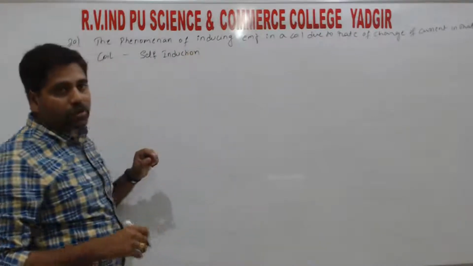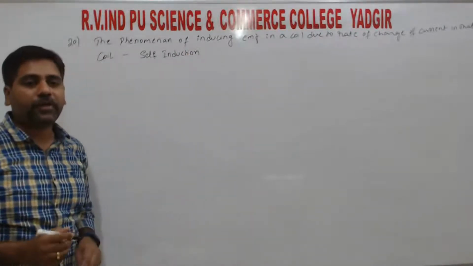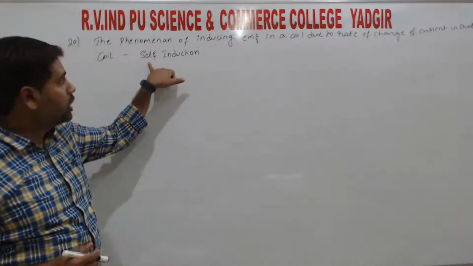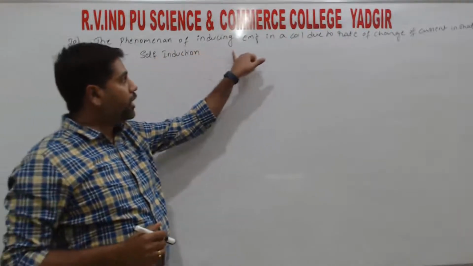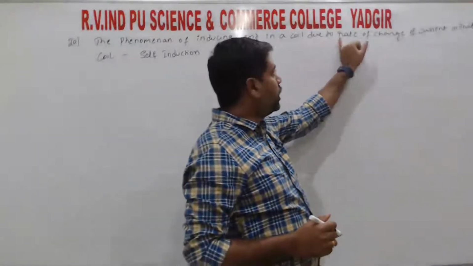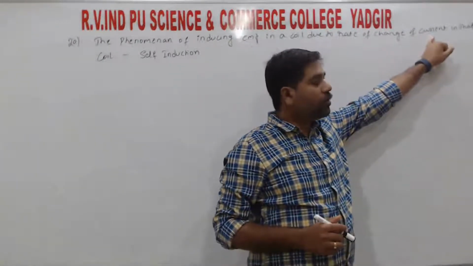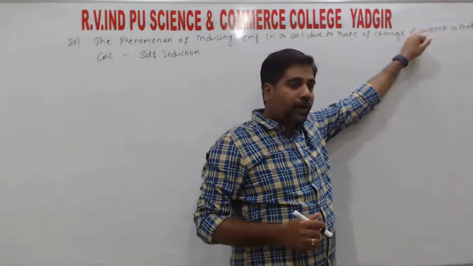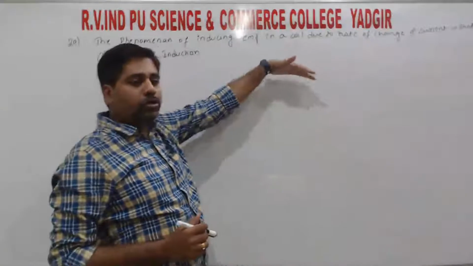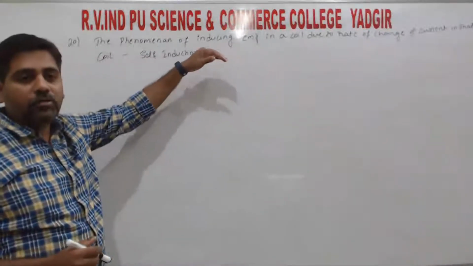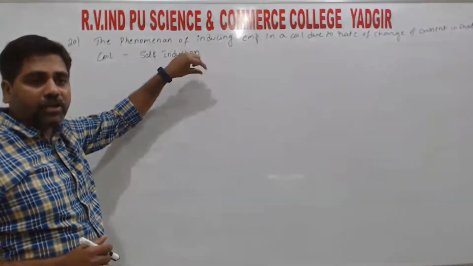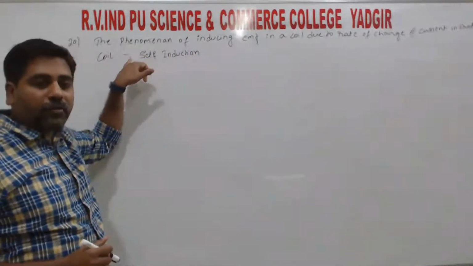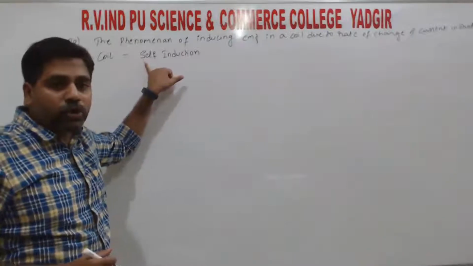In the previous chapter also we discussed this topic, that is self induction and mutual induction. So if they ask for the definition of the mutual induction, the phenomenon of inducing EMF in a coil due to rate of change of current in the nearby coil. So self induction is same coil, mutual induction is nearby coil. If the current varies in the nearby coil, the EMF induced there is called mutual induction.